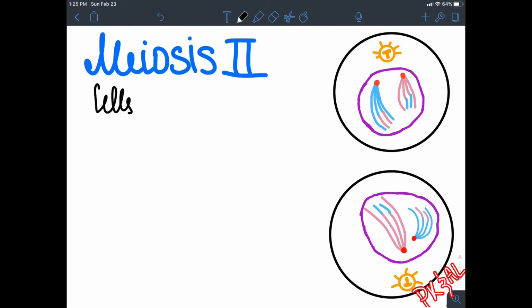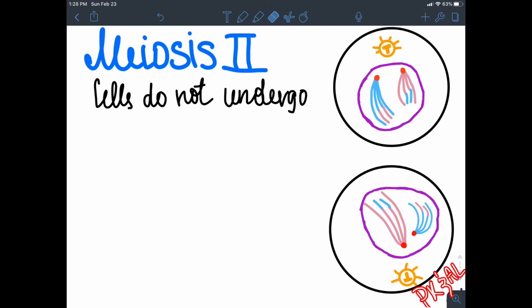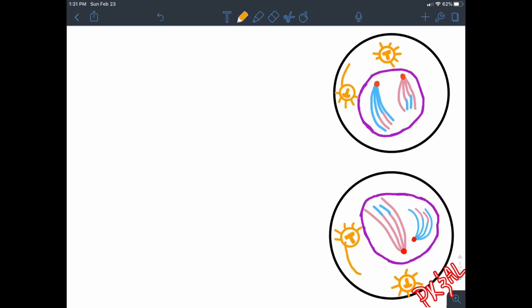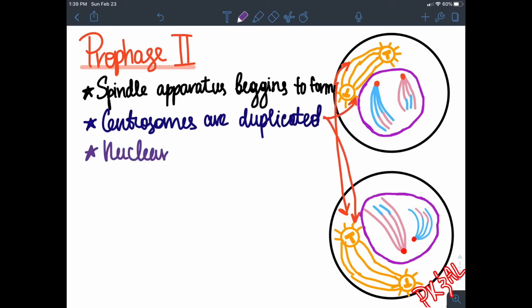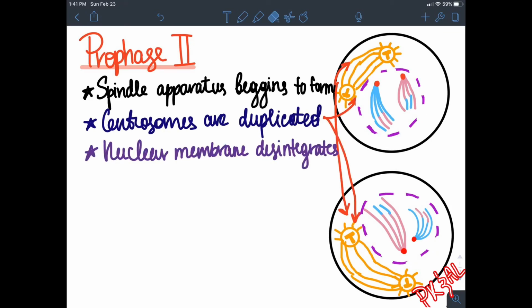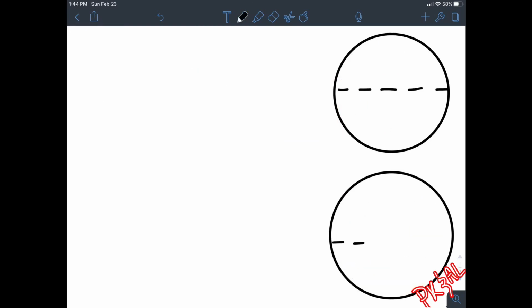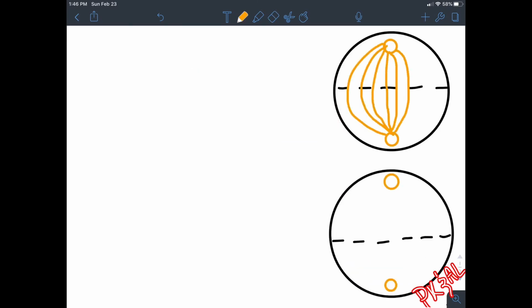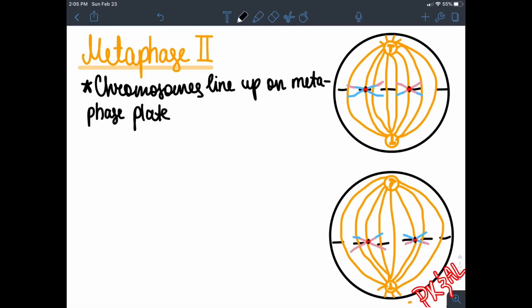It is important to note that cells do not undergo the cell cycle between meiosis 1 and meiosis 2. In prophase 2, the spindle apparatus starts to form, the centrosomes are duplicated, and the nuclear membrane disintegrates. In metaphase 2, the chromosomes line up on the metaphase plate. Their orientation on the metaphase plate is random and independent from the other chromosomes.